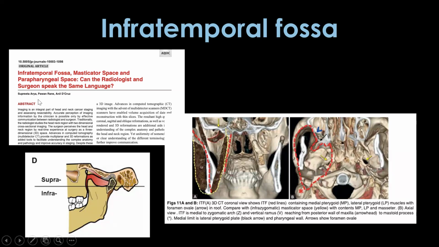This is a recent article by Dr. Suprita Arya that has tried to correlate the surgical as well as radiological anatomy and give a comprehensive understanding of the infratemporal fossa.